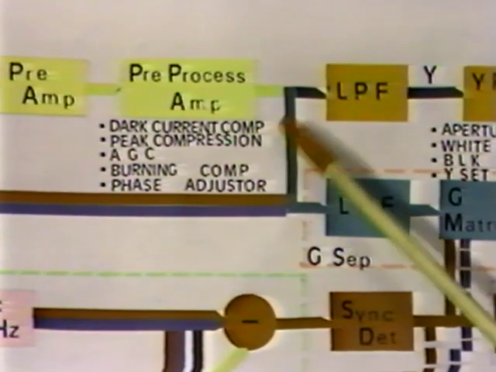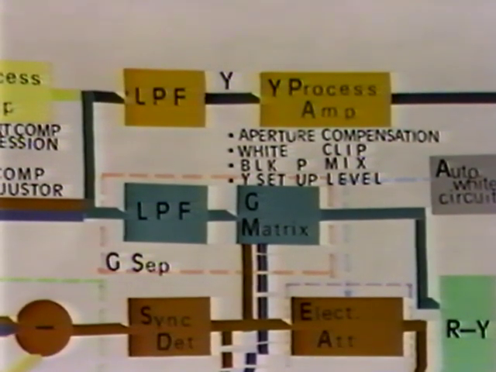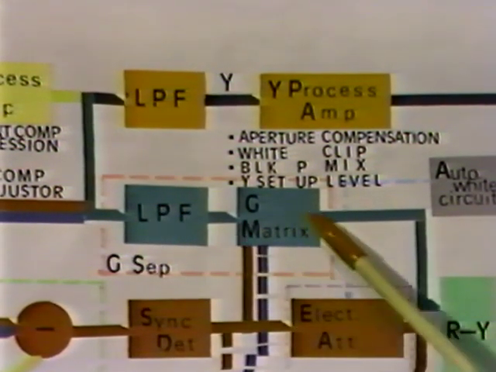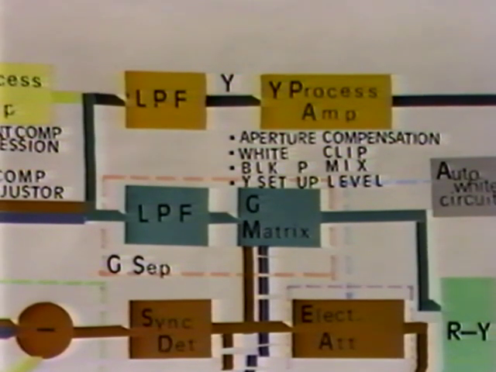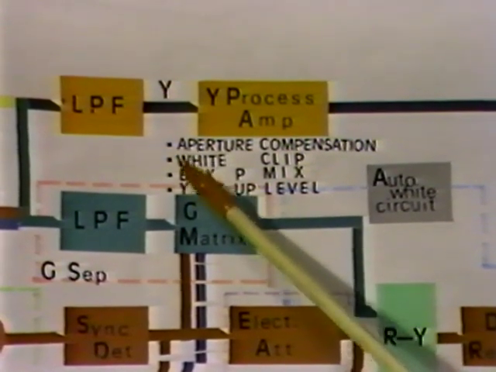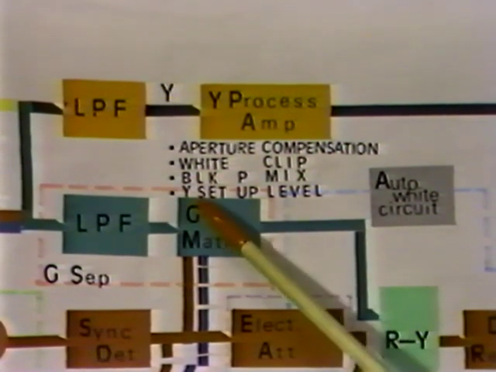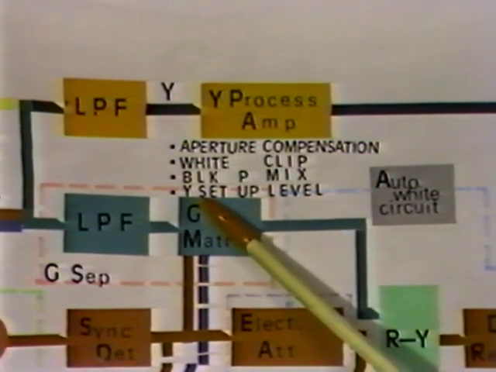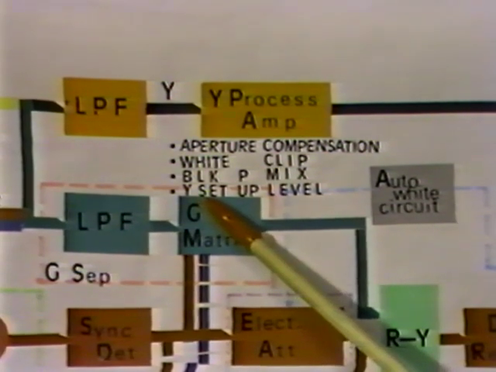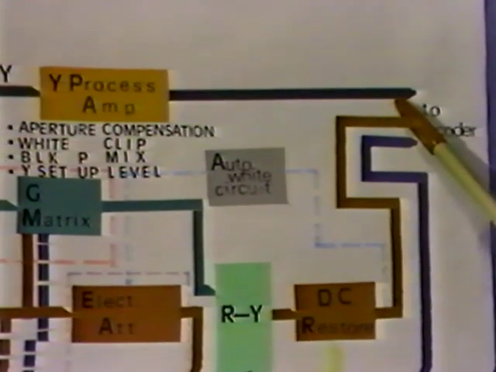The pre-process output is guided to the Y process amplifier, the R and B separation and G separation units. The Y process amplifier does the signal shaping by compensating the aperture, by doing white clip, by mixing the blanking signal, and by establishing the Y setup signal. Its output is fed to the encoder.